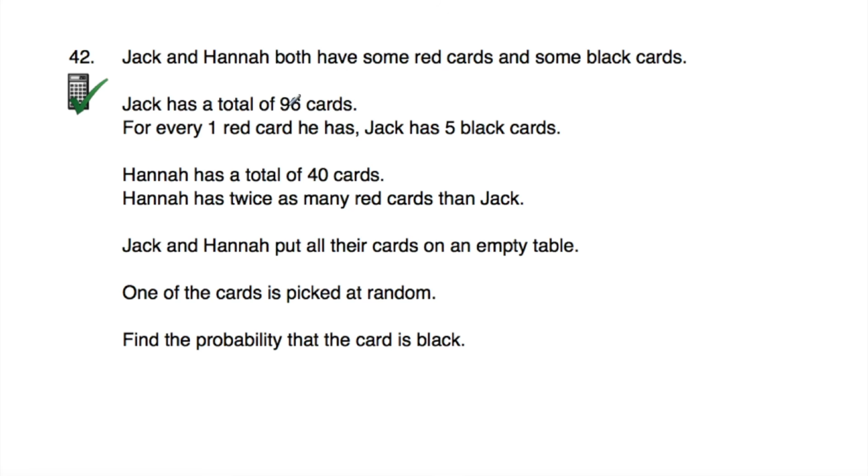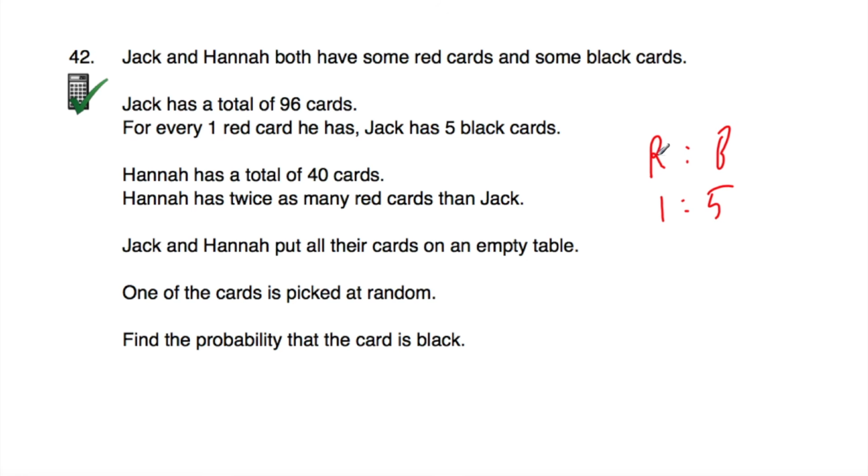Jack has got 96 cards, and we know that for every one red card, he's got 5 black cards. So the ratio of red cards to black cards would be 1 to 5. For every one red card, he's got 5 blacks. So if we share 96 in the ratio 1 to 5, we can find out how many red cards and how many black cards he's got.